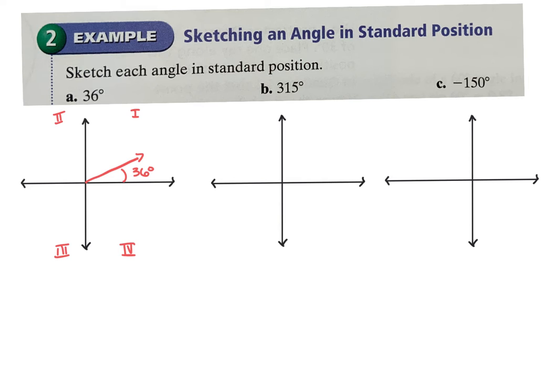315, what quadrant is that one going to be in? The fourth quadrant. How do I know that? Key positions on this: 90. This is the one we just talked about at that other one.